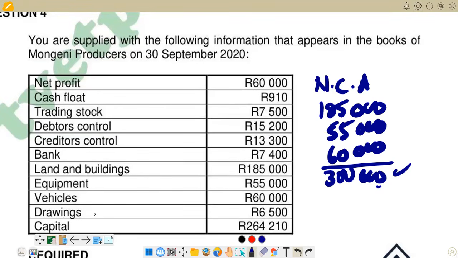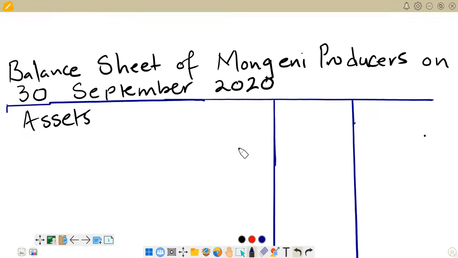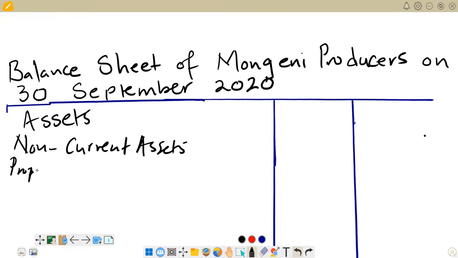So we go to our balance sheet. We've got our balance sheet here. We start with the heading of assets, and we are going to start with non-current assets. According to the calculation that we had there, we calculated property, equipment, and vehicles. So land and buildings becomes the property. We can just summarize here: the non-current assets that we have are property, equipment, and vehicles.